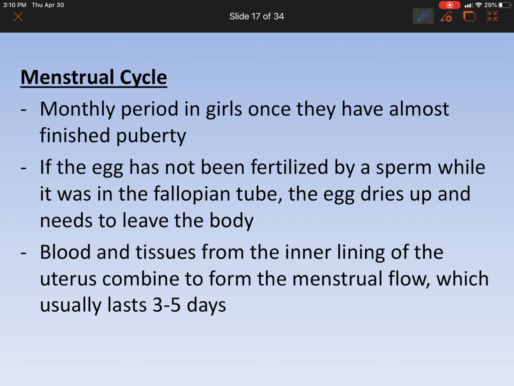Now, the menstrual cycle. So the monthly period in females, once they have almost finished puberty. If the egg has not been fertilized by a sperm while it was in the fallopian tube, the egg dries up and then it needs to leave the body. So blood and tissue from the inner lining of the uterus combine to form the menstrual flow, which usually lasts 3 to 5 days on average.